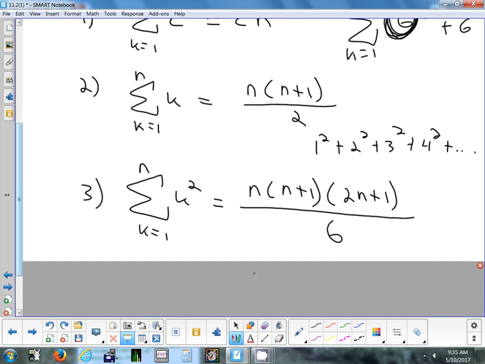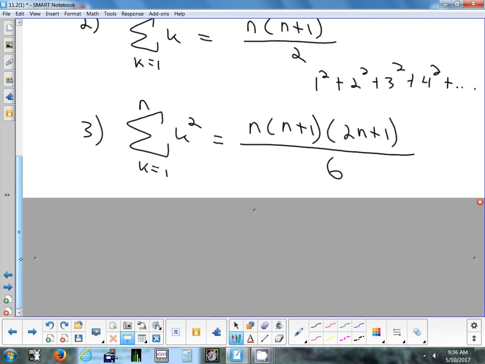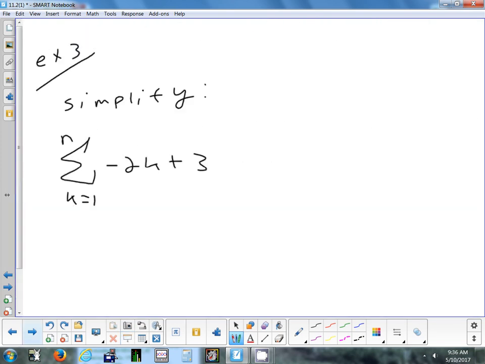And you can look up any formula you want. You can look up the formula for adding up the first n numbers that are cubed, to the 4th power, to the 5th power, as many formulas as you want. But that's as high as we're going to go. All right, so I want to try to simplify that. Okay, sigma notation looks great on paper, doesn't save us any time in calculations.